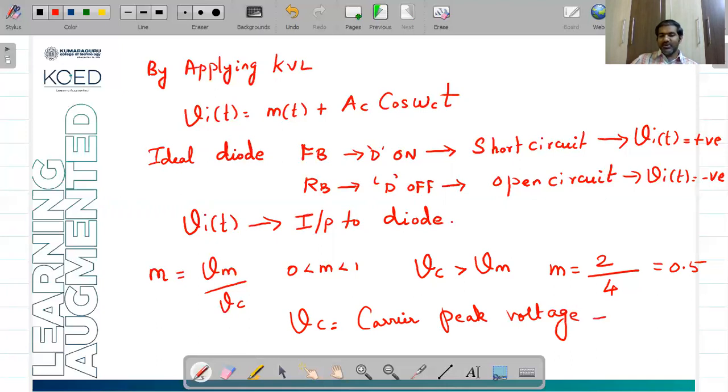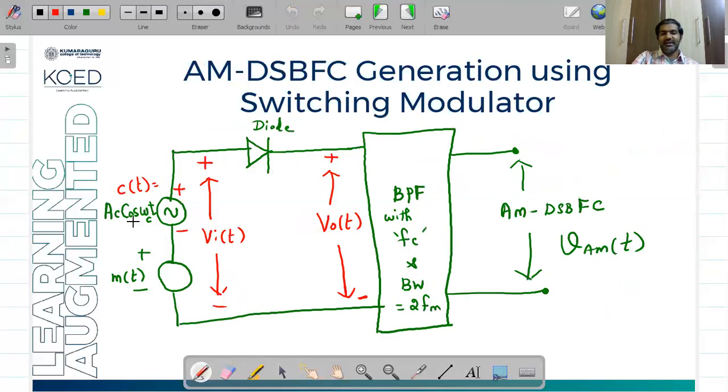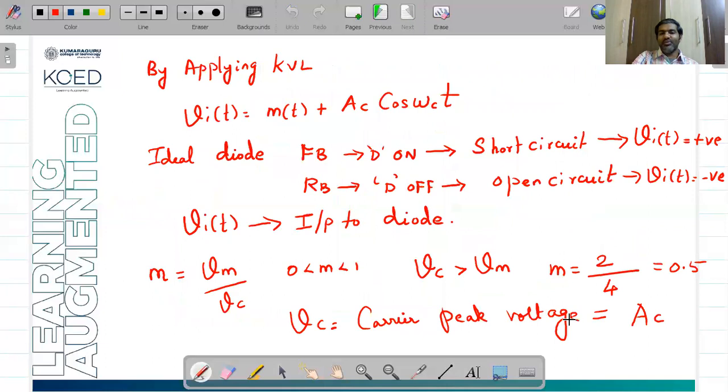In this circuit, your Vc is nothing but Ac. Ac cos omega c t is nothing but your carrier. See here, Ac cos omega c t is your carrier. So your carrier voltage should be higher than your message voltage. That is my observation. One important condition is that Ac, the carrier voltage, should be greater than your message m of t.